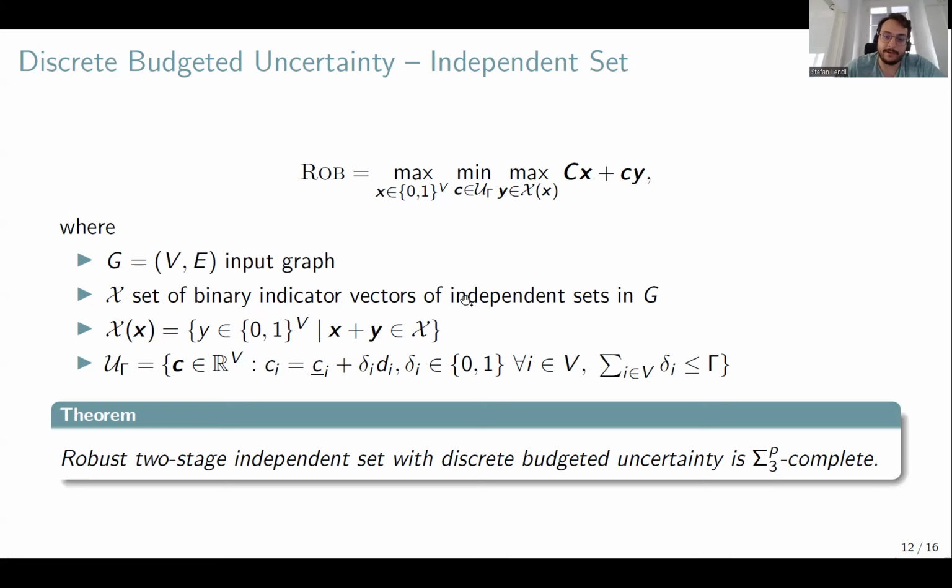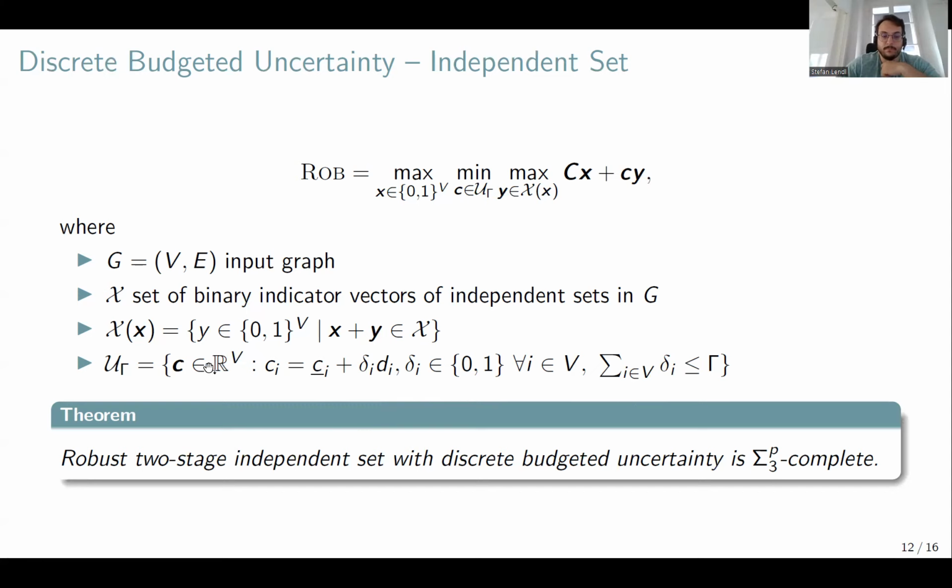X is the set of binary indicator vectors of independent sets in G, and then after we do our second stage decision, it still has to be an independent set. So we select in the beginning some arbitrary vertices, and then some costs are attacked, basically, some profits are attacked. And then we want to add some additional vertices, but those vertices must in total still form an independent set in our graph. So no two vertices that are chosen can be connected by an edge of the graph. And we are not changing the graph.